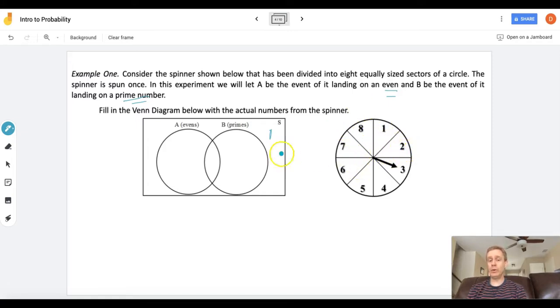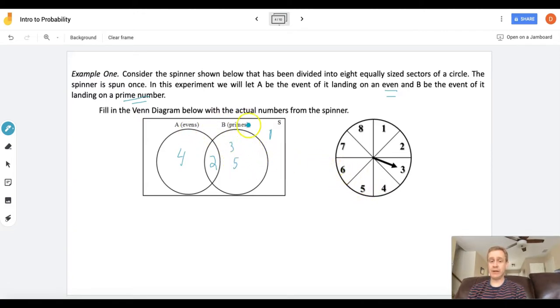The number 2 is even, so it definitely should be inside the circle. But interestingly enough, 2 is also a prime number, so 2 has to be placed right over here because it is both even and prime. And then from there, 3, well, it's not even, but it is a prime number, so I'll put 3 there. 4 is even, but not a prime, so I'll put 4 there. 5 is not even, but it's a prime, so I'll put 5 in that circle.